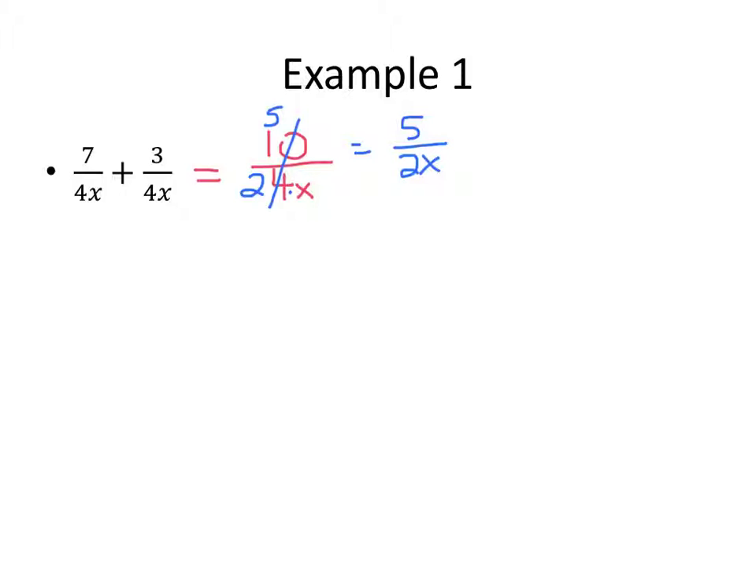What restriction do I need to have on x? X cannot be 0, right? If I was to graph 5 over 2x, we would have a vertical asymptote at 0. Make sense? Alright, let's look at the next one.